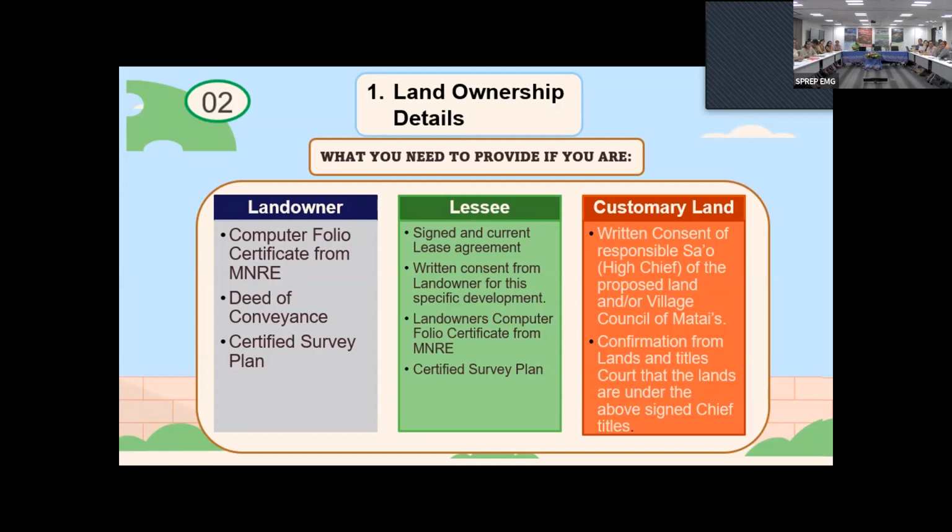Cheyenne? From the private sector, I really appreciate this breakdown. This might be more of a question towards MNRE. I know that for the title document, there was a detail last week. Is there a fee for the folio certificate?